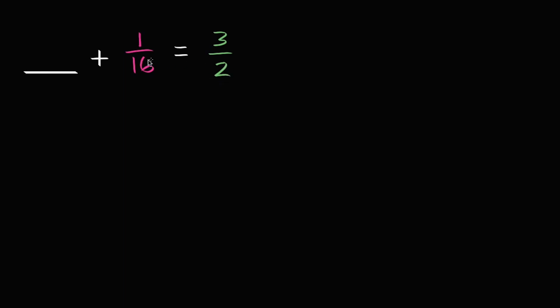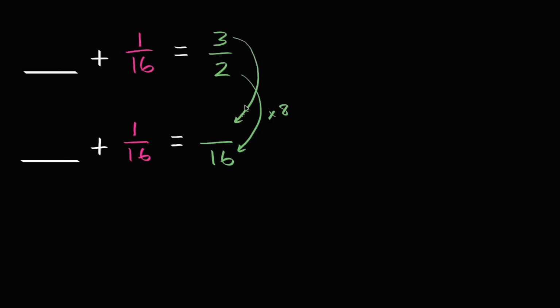So let's rewrite this equation where both of these fractions have 16 as their denominators. This one obviously already has it. So we're going to have blank plus 1/16 is equal to, let's see, let's write 3 halves as something over 16. To get our denominator from 2 to 16, we have to multiply by 8, so we have to multiply the numerator by 8 as well. So 3 times 8 is going to be 24.